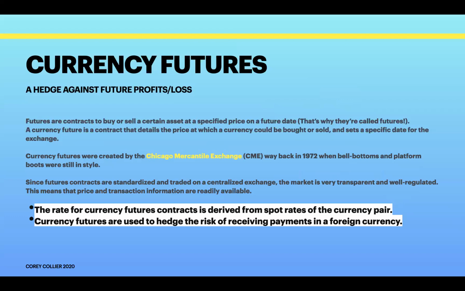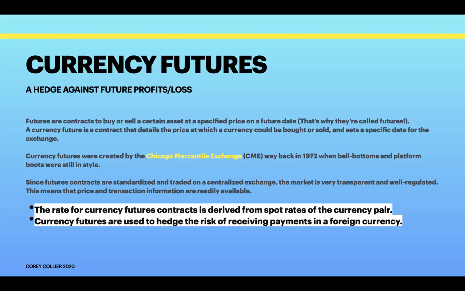Currency futures were created by the Chicago Mercantile Exchange, or the CME, way back in 1972, when bell bottoms and platform boots were still in style, right? Since future contracts are standardized and traded on a centralized exchange, the market is very transparent and well regulated. This means that price and transaction information are readily available, okay?